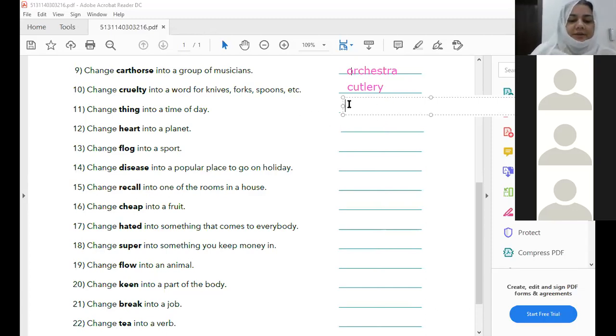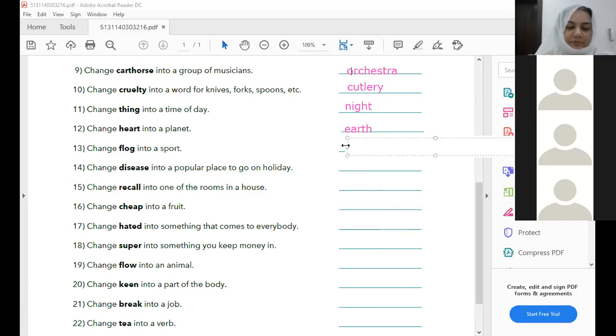Okay, it's night. Okay, correct. Yes, kids, come on, participate, make noise. Change heart into a planet. Very easy. Earth. Very, very good. Okay, change flog into a sport. Golf. Very good.